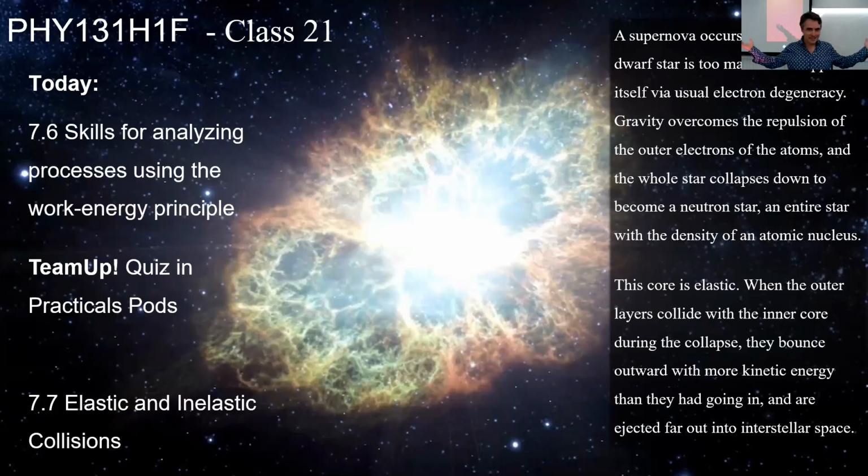And when you get into elastic collisions, one of the examples of this is that the outer layers of a supernova, as it's collapsing, can actually elastically collide with the neutron star core and then get bounced way out into space with a huge amount of energy, and actually seed the whole galactic medium with heavy elements.